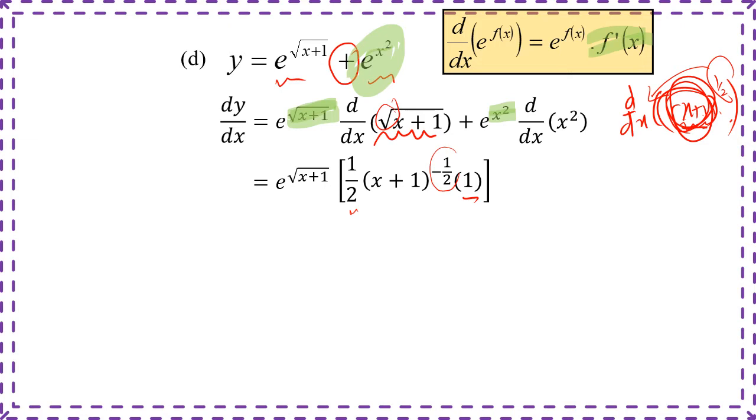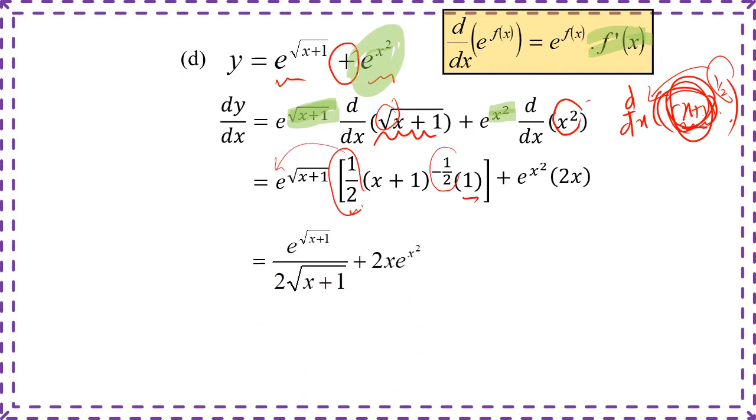Okay, that is for the first term. How about the second term? We need to differentiate x squared. So differentiating x squared directly is equal to 2x. So now we just have to multiply and simplify everything. So this one, 1 over 2 will be the coefficient. So it will be 1 over 2 of x e to the power of square root of x plus 1.